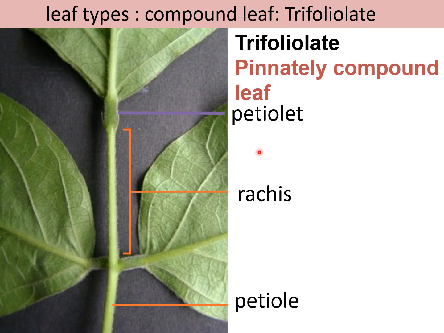But for the trifoliolate pinnately compound leaf, they have a shorter petiole at the center, but they have a longer rachis. So in the palmately compound leaf or trifoliolate palmately compound leaf, they don't have a rachis. But the pinnately compound leaf has a rachis. And here, this is the rachis.